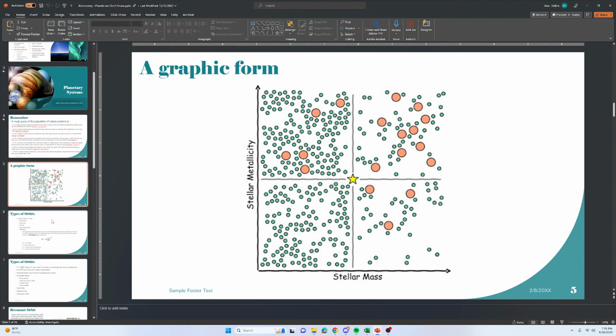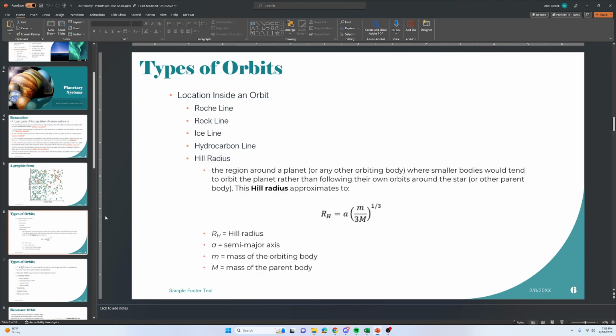Okay, now let's look at the kinds of orbits. I know this is a lot, but this is the training for you to learn star systems. And I hope you're taking notes, and you're going to have to watch it more than once. Okay, so here's places in the orbits.